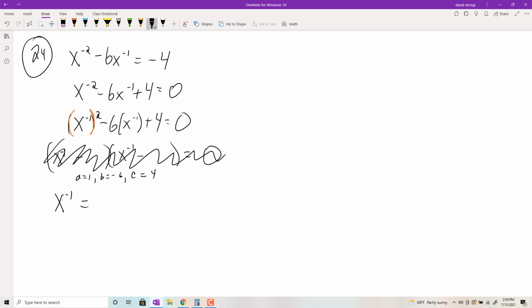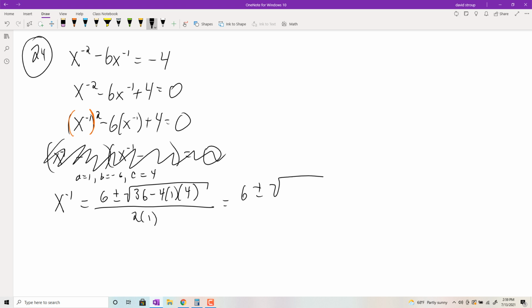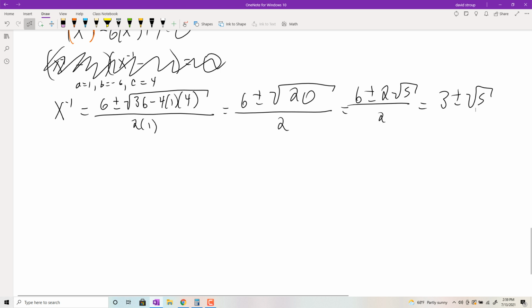Okay, so you have negative b, negative 6 is 6, plus or minus the square root of b squared is 36 minus 4 times a times c, all over 2 times a. So I get 6 plus or minus the square root of 36, that'll be minus 16, which will just be square root of 20 over 2. So I get 6 plus or minus 2 root 5 all over 2, and you could simplify that into 3 plus or minus root 5. Okay, and we're not done.